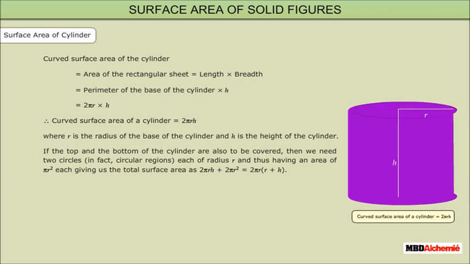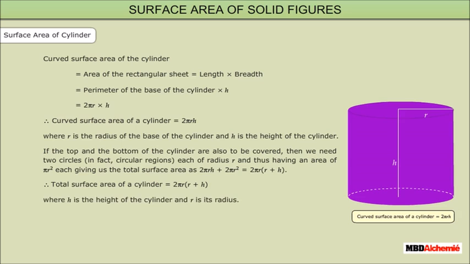If the top and bottom of the cylinder are also to be covered, then we need two circles, in fact circular regions, each of radius r, and thus having an area of pi r square each, giving us the total surface area as 2 pi r h plus 2 pi r square, which is equal to 2 pi r (r plus h). Therefore, the total surface area of a cylinder is 2 pi r (r plus h), where h is the height of the cylinder and r is its radius.